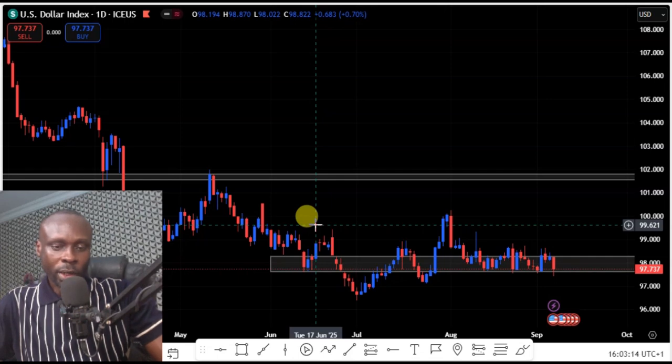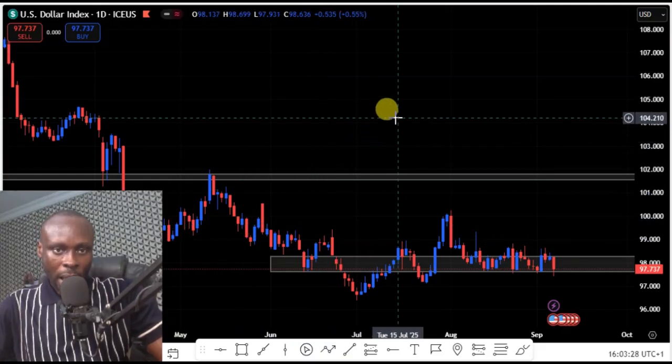In this weekly forex analysis, I'll be looking at market turning points and where we expect price to go this week. So let's get started with our analysis. First, we'll be starting with the dollar index.